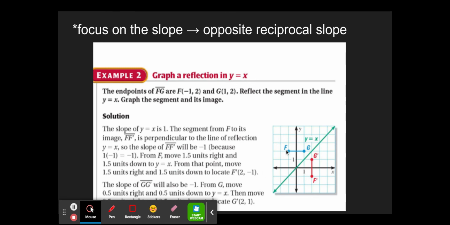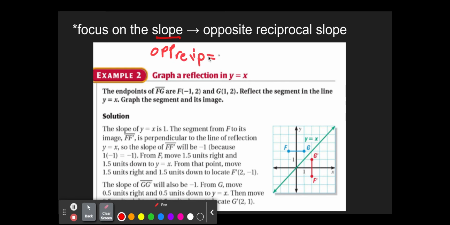And we want to be aware of slopes, right? Opposite reciprocal slopes. That's what it takes to be perpendicular. And opposite reciprocal means, a good example is that negative 1 over 2 turns into 2 over 1. Things like that. So if I have y equals x, that's the slope of 1. The opposite reciprocal is negative 1.